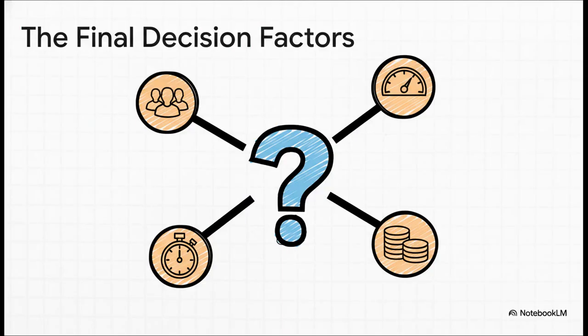Okay, so to make the final call for your project, all you have to do is answer these 4 simple questions for yourself. Number 1, performance. Is buttery smooth, top-tier speed a must-have or just a nice-to-have? 2, budget. What are you working with financially? 3, timeline. How fast do you absolutely need to get this thing launched? And last but not least, your team. What skills and languages do your developers already have? Your answers to these questions will point you straight to your winner.